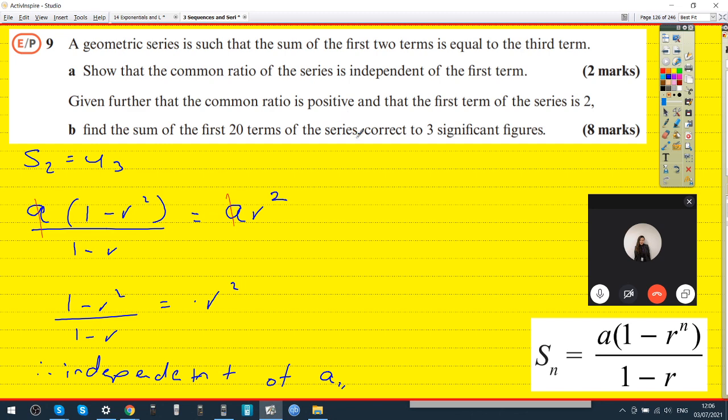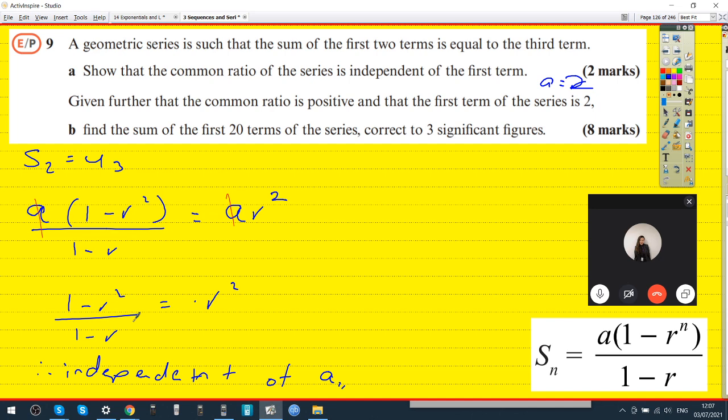Given further that the common ratio is positive, the first term A is 2. Let's see. You just solve for R. Alright, let's solve for R. Okay. You'd make it S20 now. No, solve this equation.